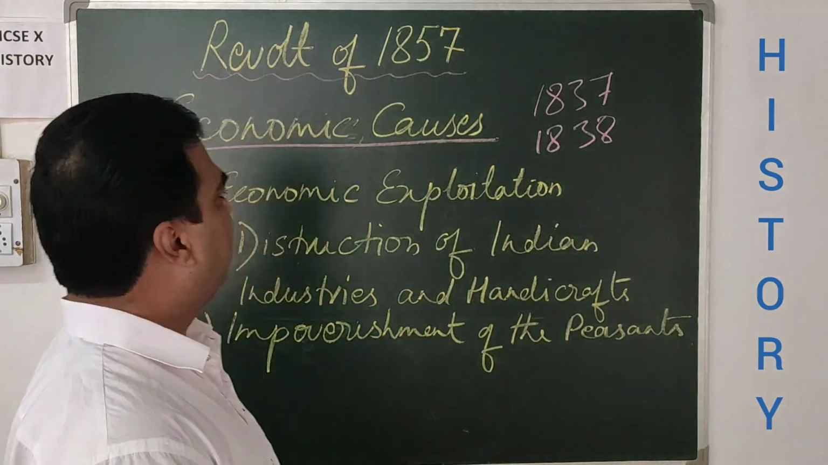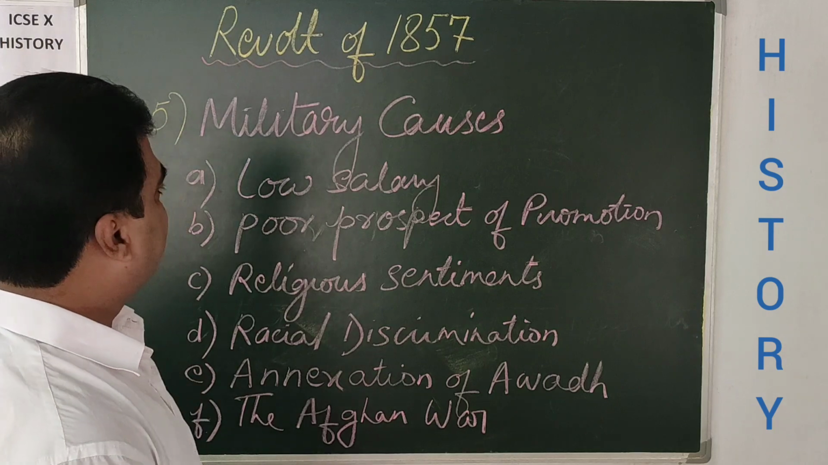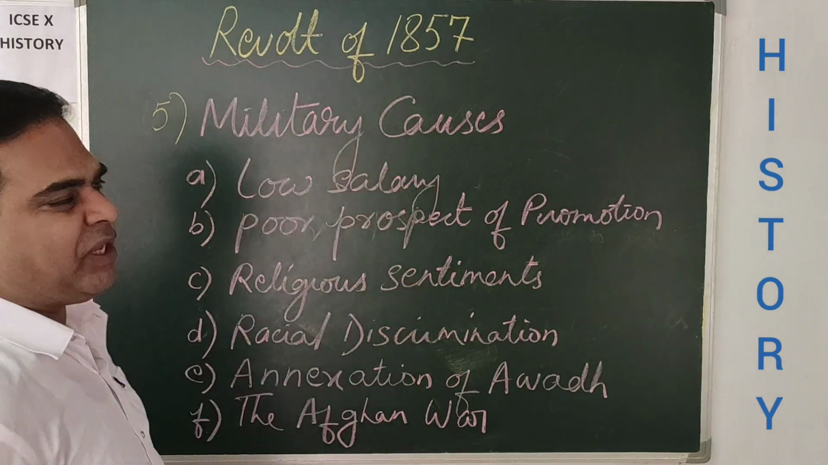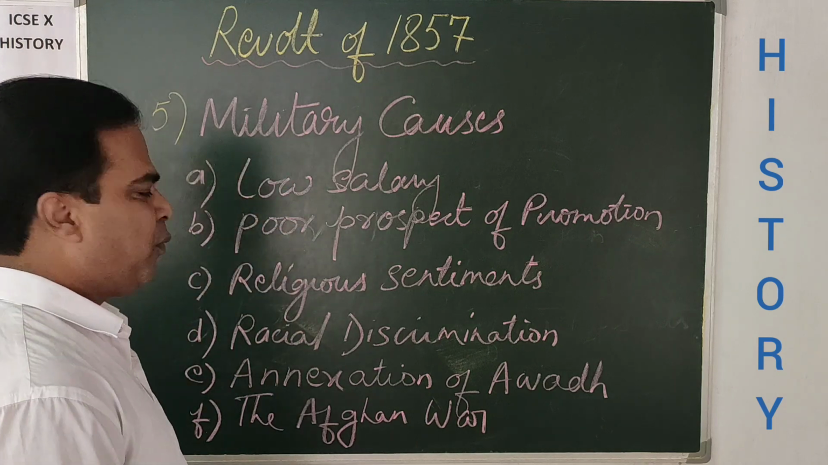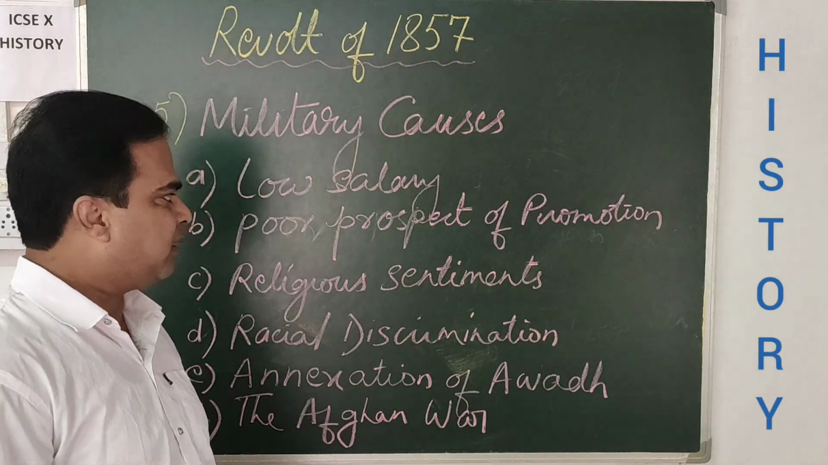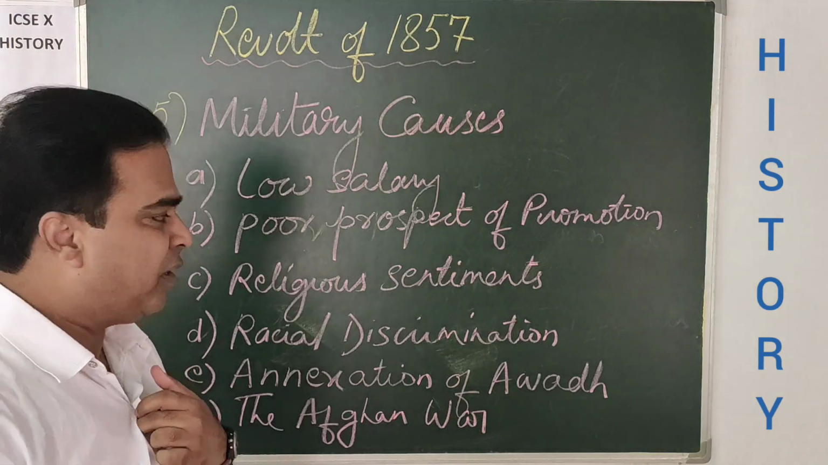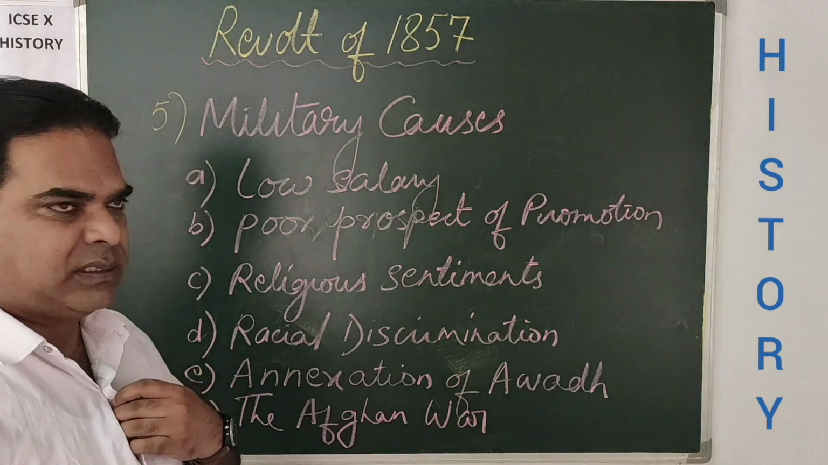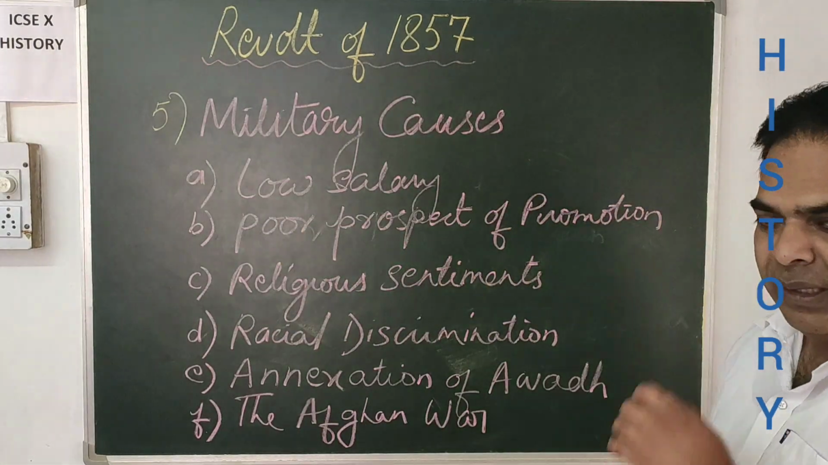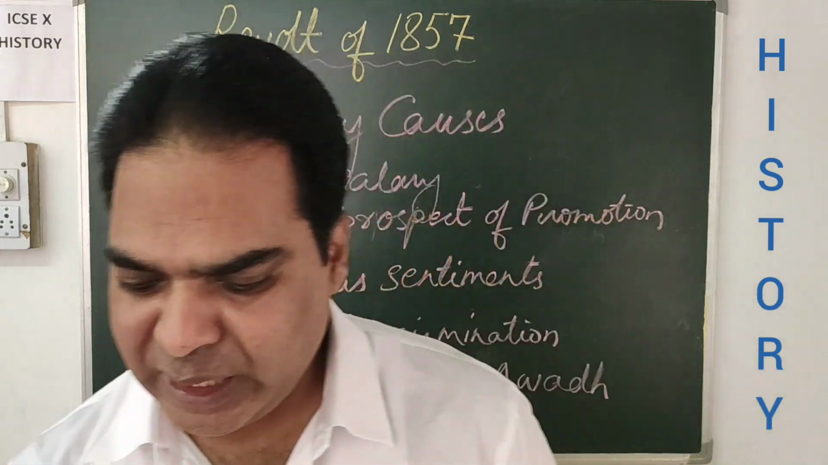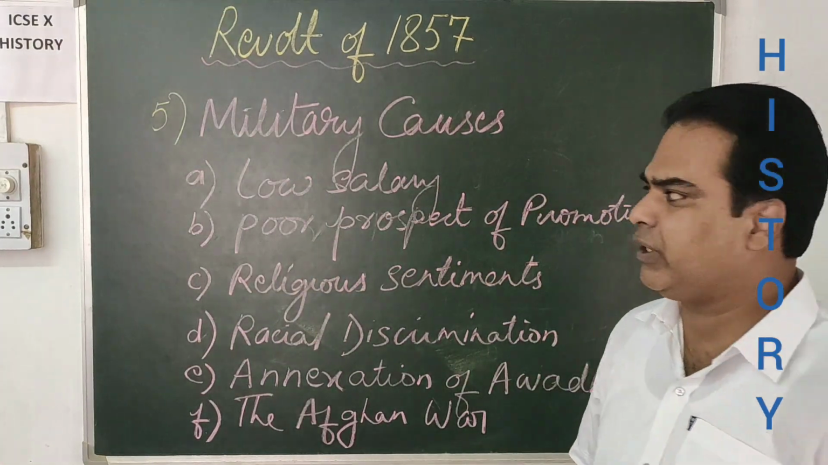The next topic will be the military causes. This is one of the most important causes that was responsible for the revolt of 1857. Now let us try to understand these military causes one by one. You know that the British army was composed of Indian soldiers also. Indian sepoys were also there.